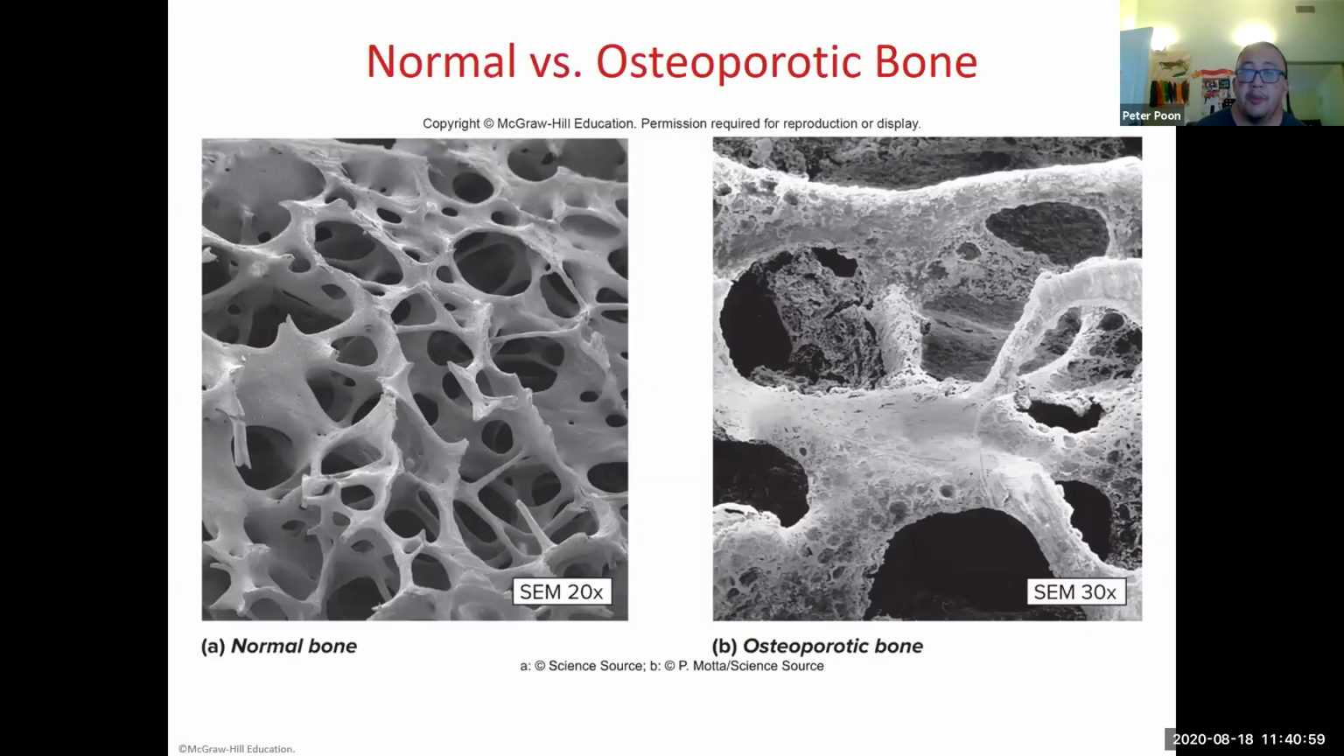Osteoporosis occurs more often in women because women have less bone to begin with, and something else that happens after menopause is they lose estrogen, and estrogen is needed for bone formation, so they have less bone formation, and that leads to osteoporosis.